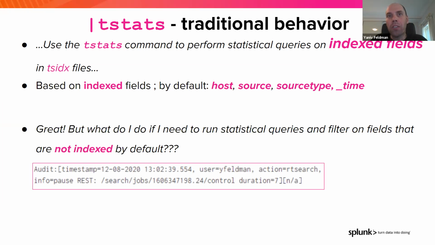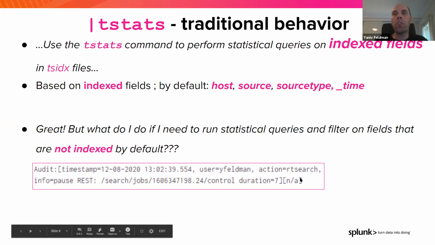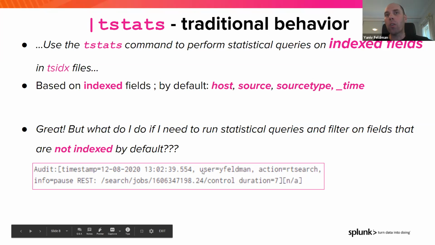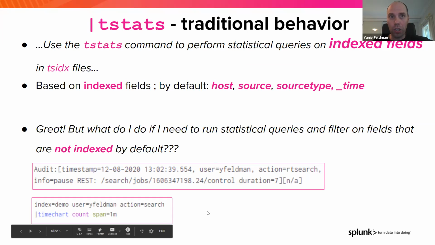But what happens if my events contain more information that I need to run my statistical calculations or queries on, based on fields that are not indexed? For example, we have an event here that has the fields user, action, info, duration, etc. So what if I still need to run my statistical calculations based on that kind of source data, and I would like to filter my data on these fields? Do I still go back to the traditional search, that search that takes a lot of time?